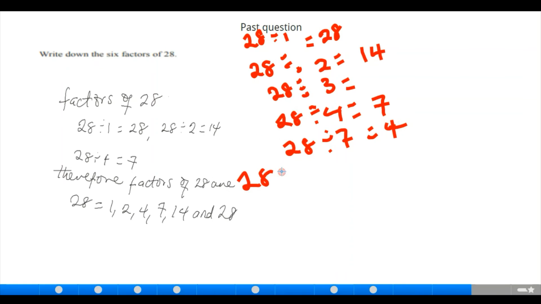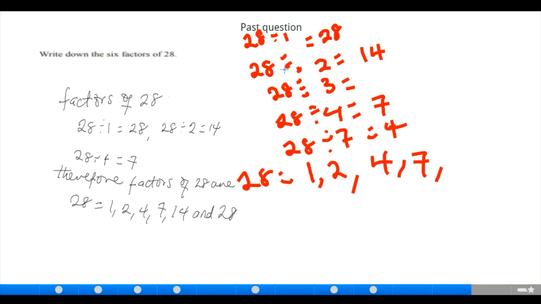So with this, we can now highlight the 6 factors of 28. The 6 factors of 28 that we have shown here are what? We have 1, we have 2, 3 is not going there, so 3 is not a factor. We have 4. After 4, what next do you think we have? We have 7, right?